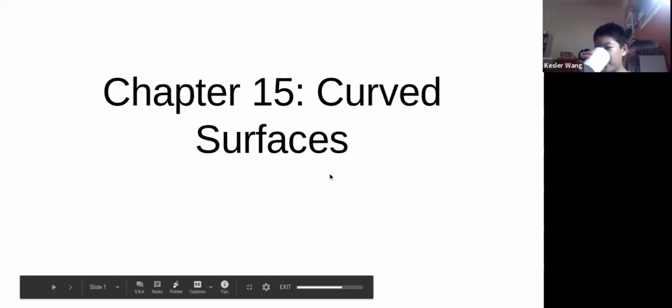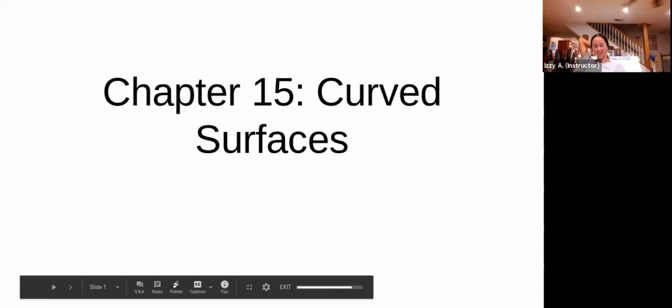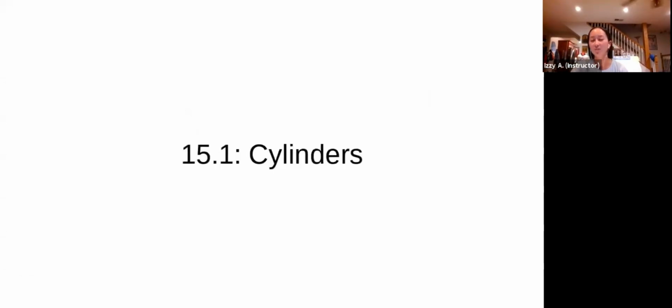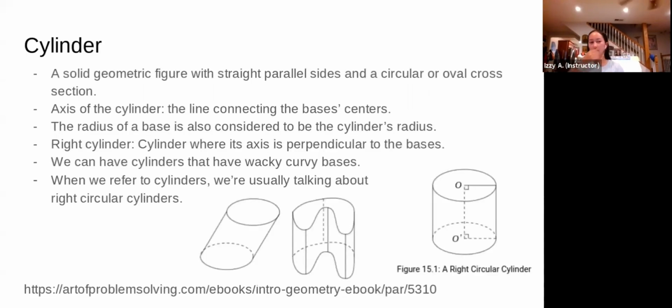Okay, so today we'll be talking about curved surfaces. And our first section is going to be dealing with cylinders. So a cylinder is a solid geometric figure with straight parallel sides and a circular or oval cross-section.